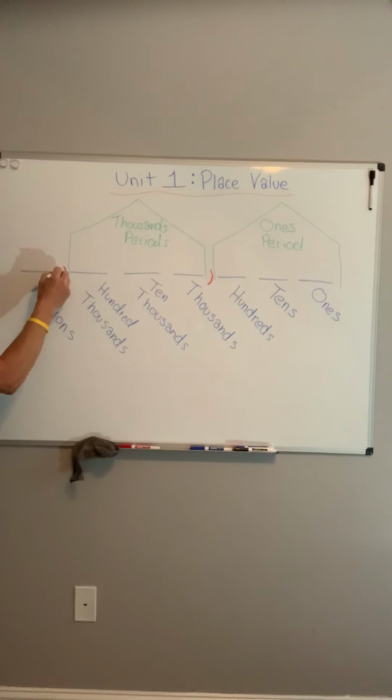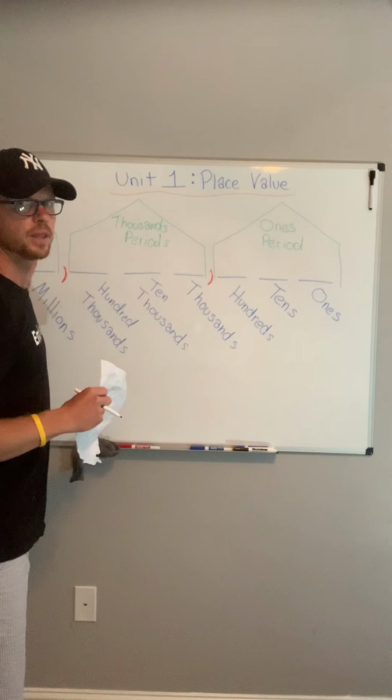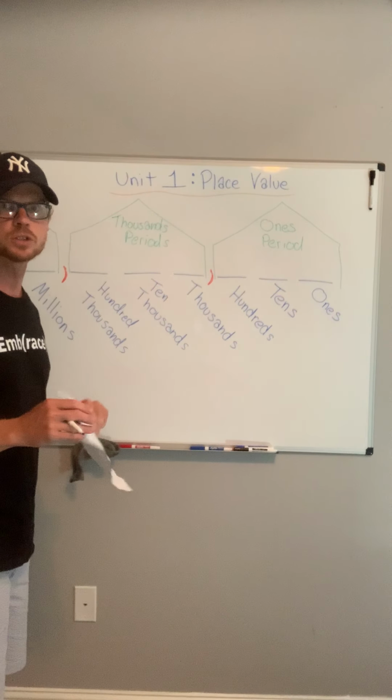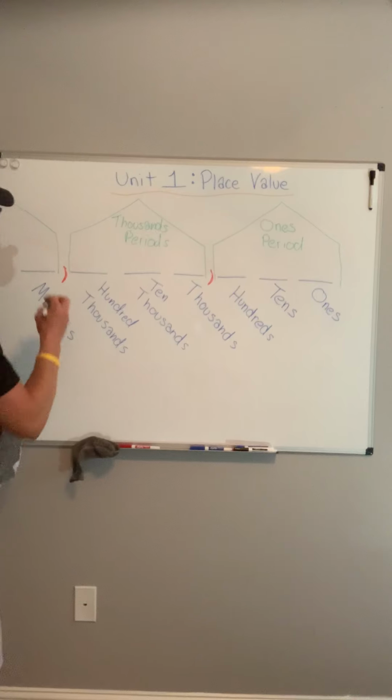And then we have the millions. If we continue going to the next place value and to the next place value, it would be the millions, the 10 millions, the 100 millions. So that's going to be the millions place, the millions period.